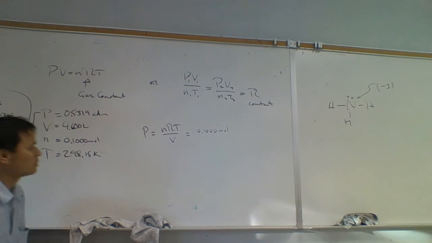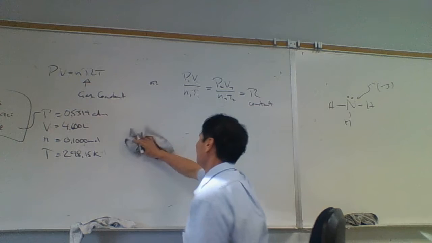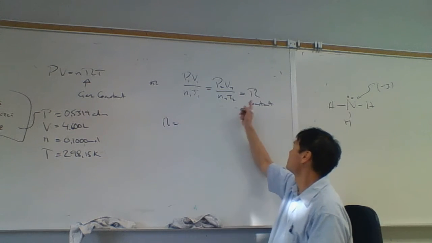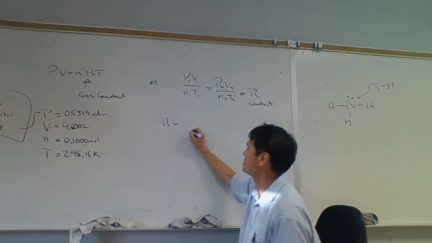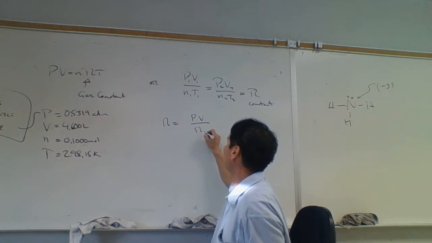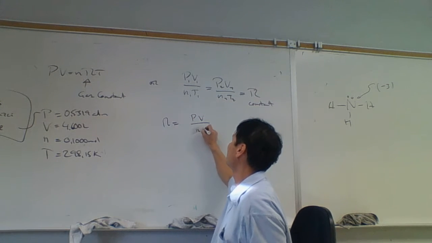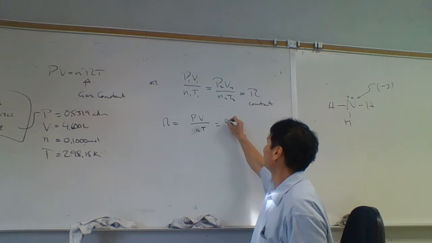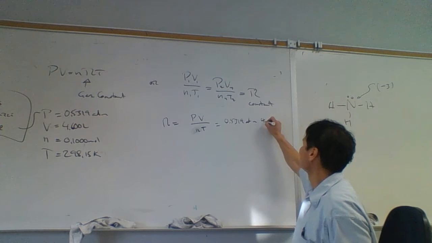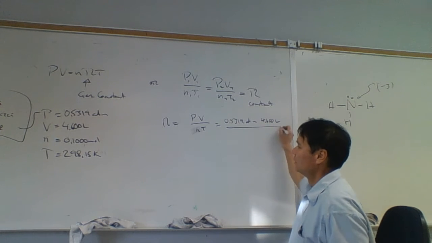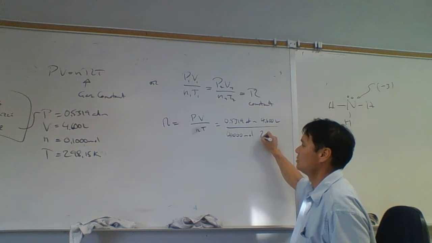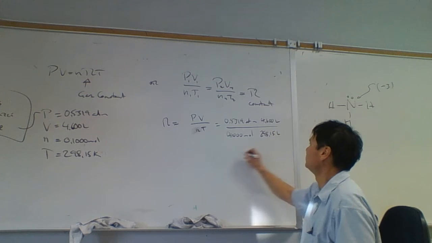Normally we know the R because we memorize it. But here we're just going to calculate what that constant is. So this is the R constant over here, and that's the same as the R constant over here. It's the gas constant. We can get it by taking the pressure times the volume over nRT. So the pressure is 0.5319 atmospheres. The volume is 4.600 liters. N is 0.1000 moles. And T is 298.15 Kelvin.